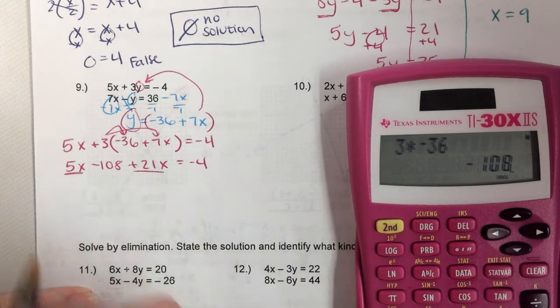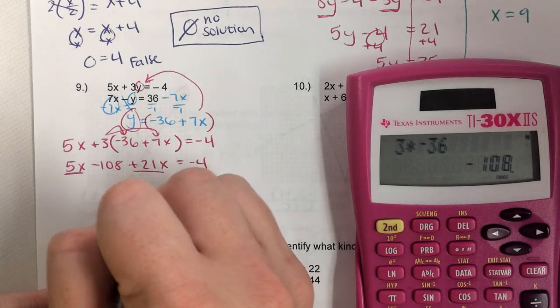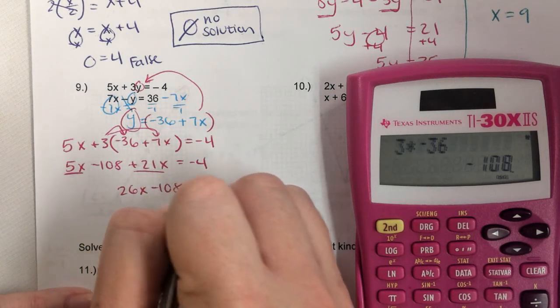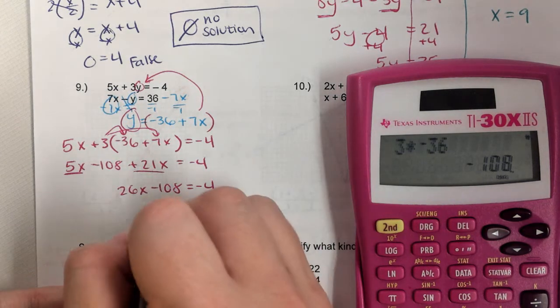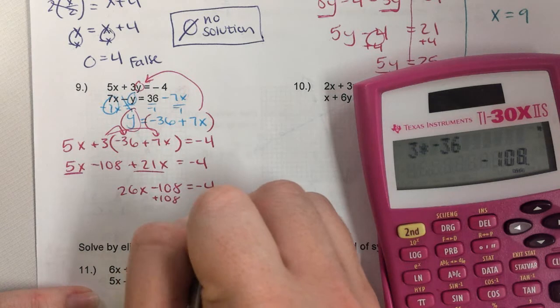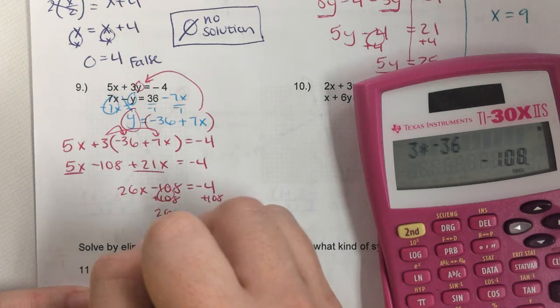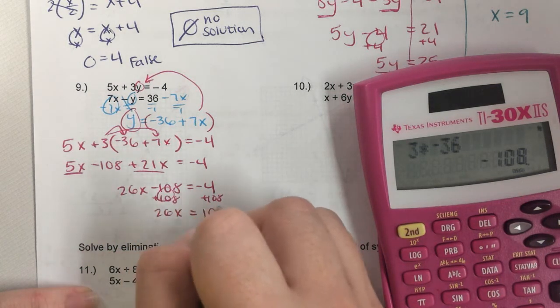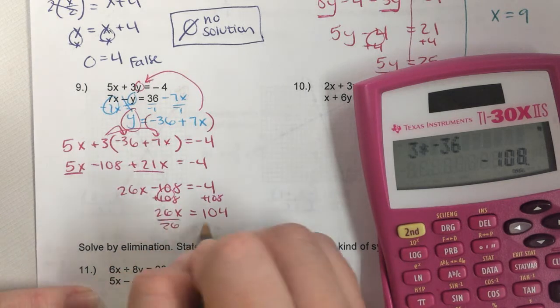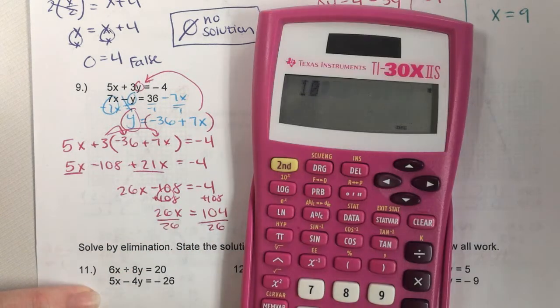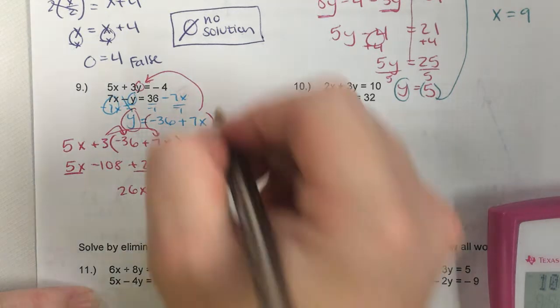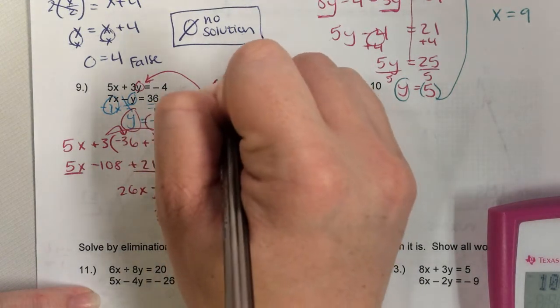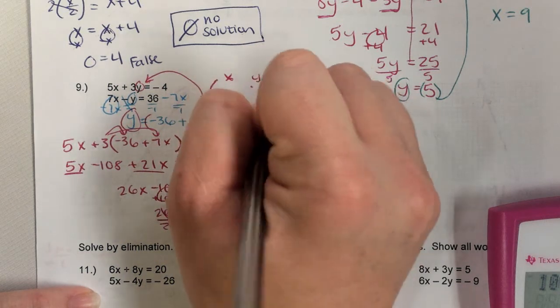We'll combine like terms. 5x plus 21x is 26x. Okay, now I'm going to add 108 to both sides. And that'll give me 104. I'm going to divide both sides by 26. Gives me x equals 4. So again, there's half of my solution. Remember, your solution's in x comma y. So x is 4.